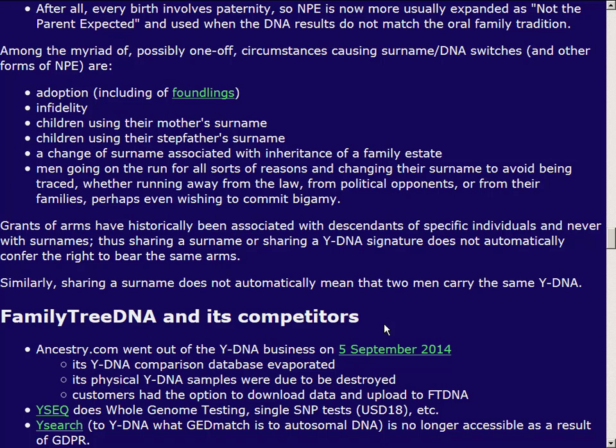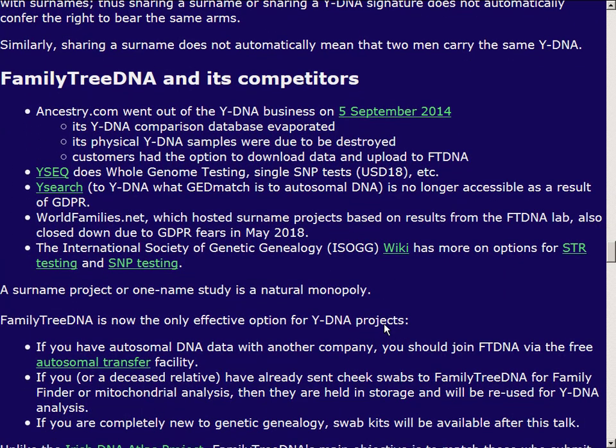So let's go on to the technicalities of dealing with the DNA companies and the DNA labs. There's not really much competition as regards Y-DNA. Ancestry.com, as you know from the television advertisements, I'm sure, has devoted millions into marketing autosomal DNA. It went out of the Y-DNA business back in 2014. The database that was online evaporated. I'm not a fan of cloud computing, so I think of when something disappears out of the cloud, it's a bit like the cloud evaporates, and it happens far too often for comfort.